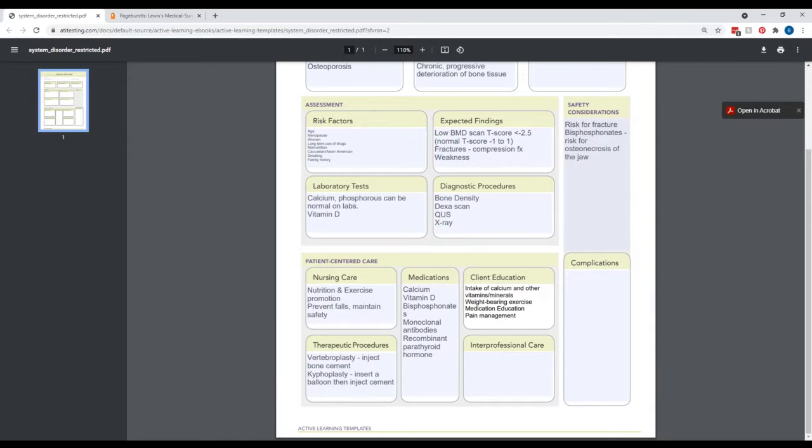What about smoking and alcohol? Okay, if they're a smoker or if they're using alcohol above our limit, we're going to talk to them about stopping that so that they have less risk.